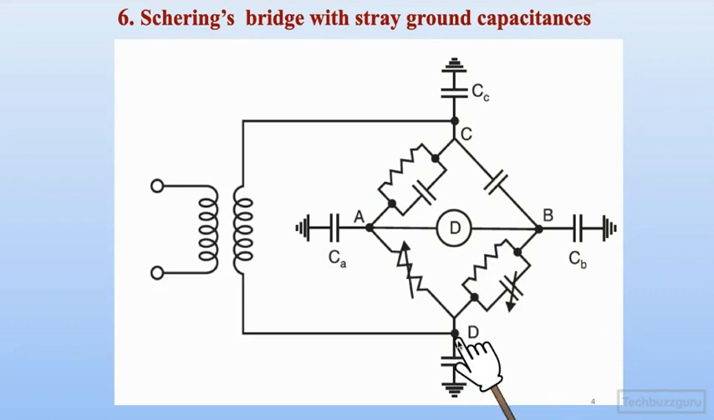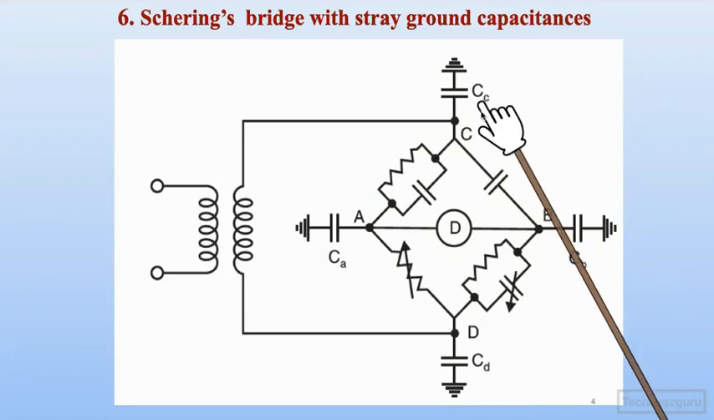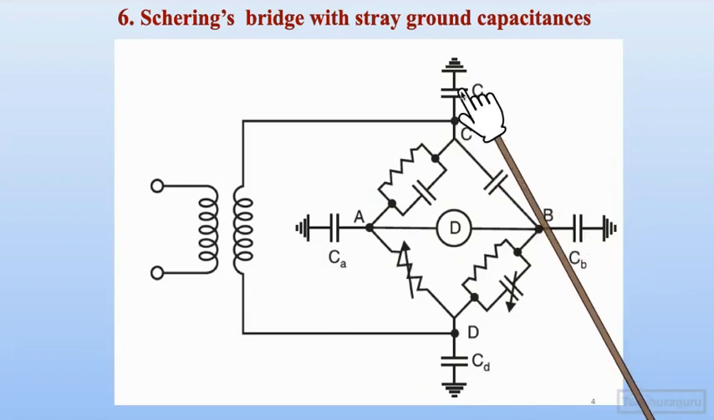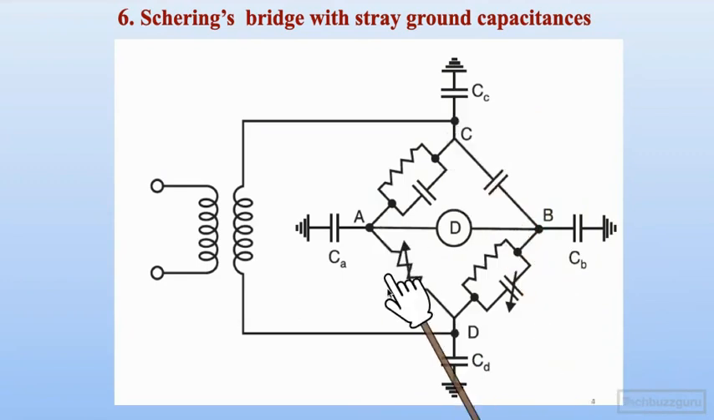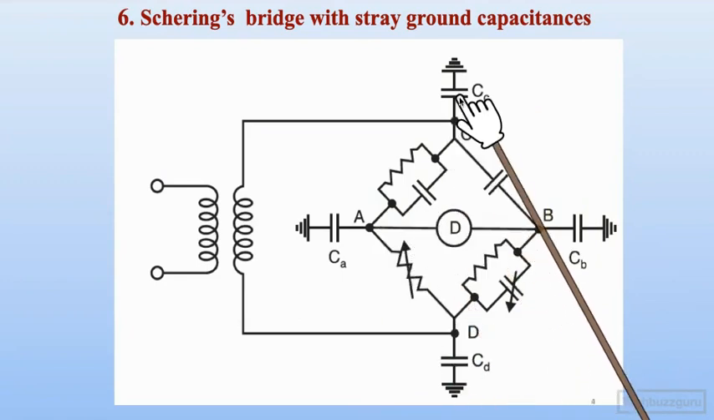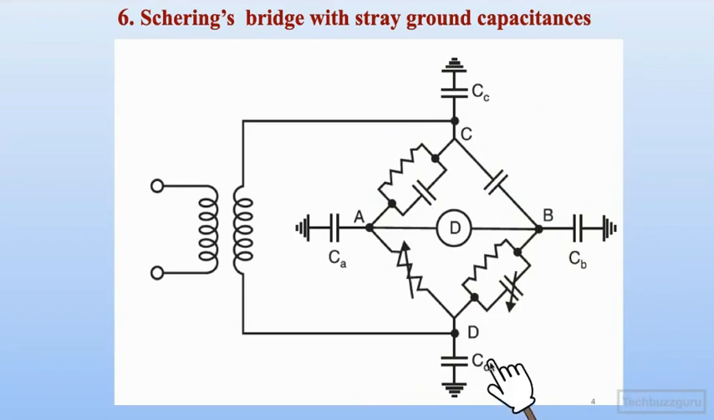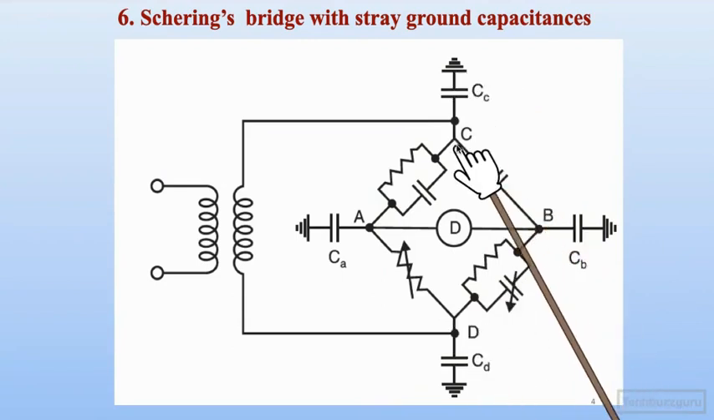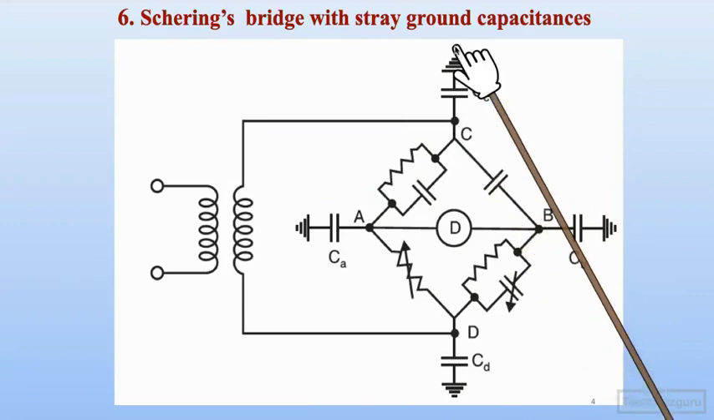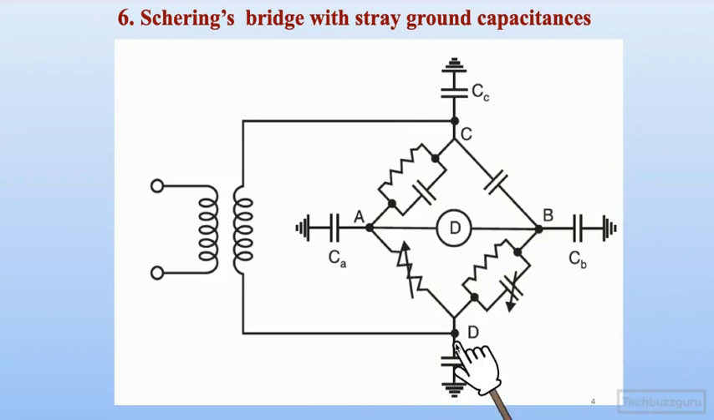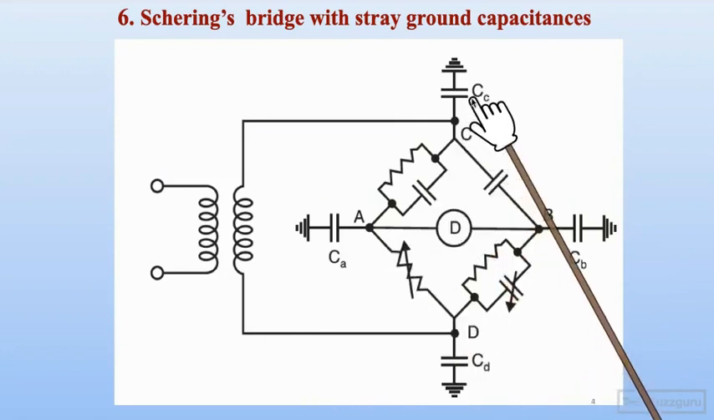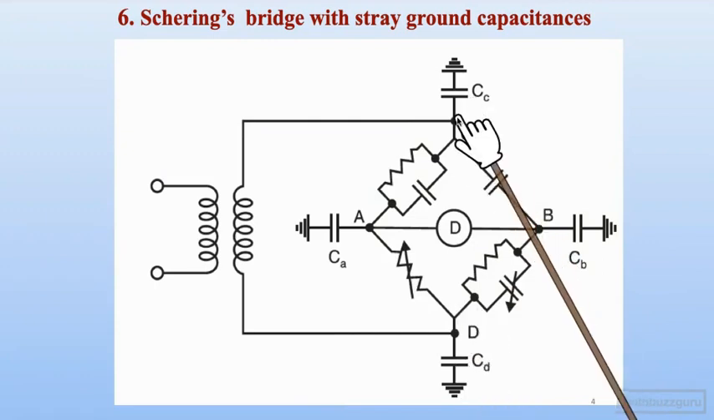And once this is connected to ground, CC will be automatically eliminated as it will appear across the supply with respect to ground. So it will not affect the bridge balance condition. So one set of capacitors, that is CC and CD, can be eliminated by connecting any one of these bridge terminals or junctions to the ground directly. When we connect them to ground, the other end capacitance directly appears across the supply, and bridge balance will not be affected by these two capacitors.